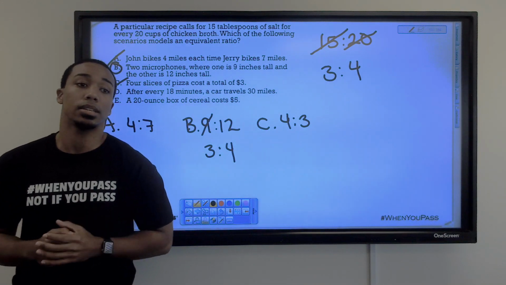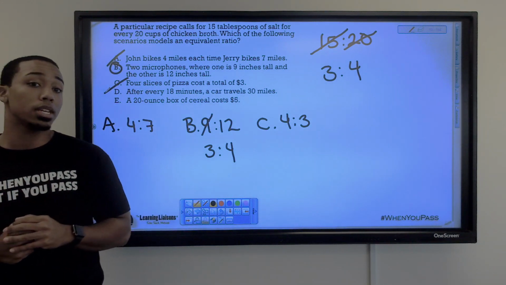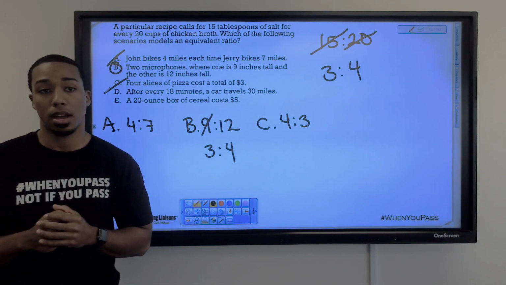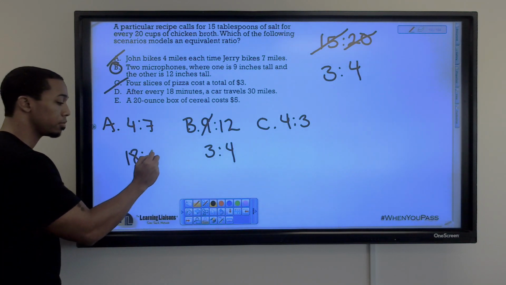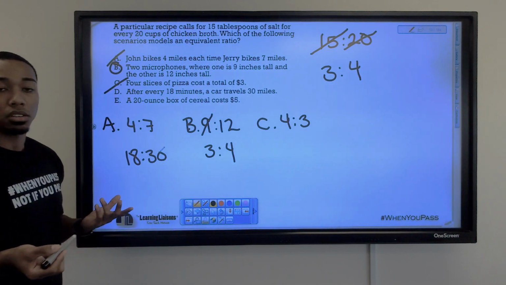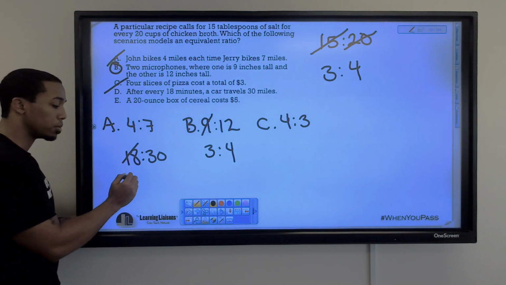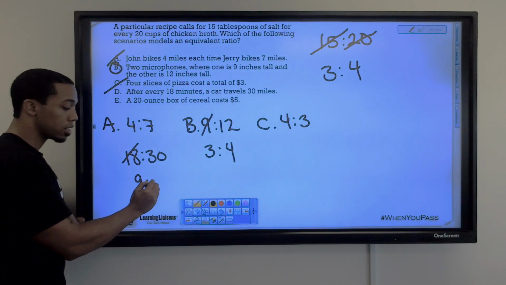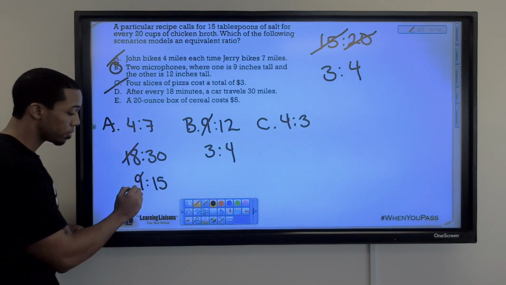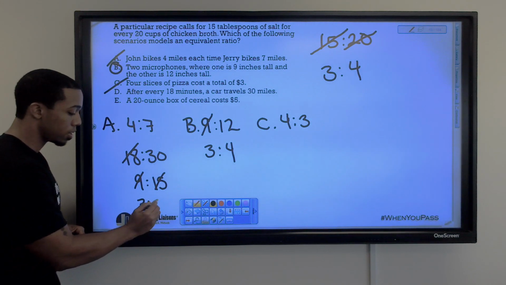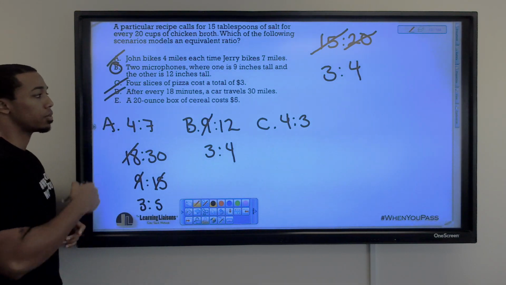D, after 18 minutes, a car travels 6 miles. If we wanted to go ahead and represent that, 18 to 30, I'm going to go ahead and cheat a little. They're both even, divide them both by 2. That's 9 to 15. Both divisible by 3, that would be 3 to 5. Not what we're looking for.